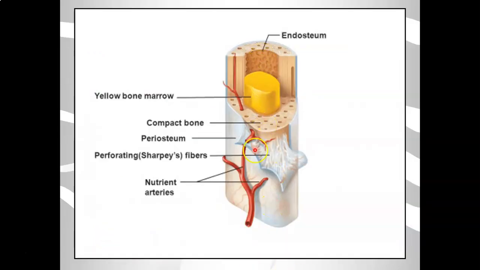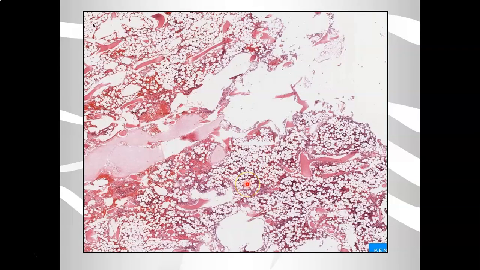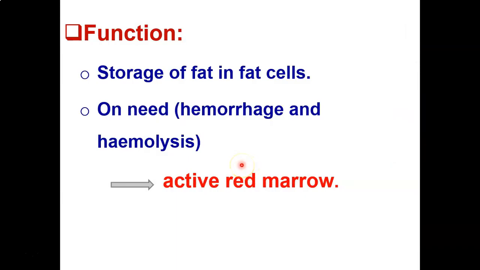Let's have a look at this long bone. If we take a section in this long bone, you will find the yellow bone marrow. It appears yellow due to a large amount of fat cells. Yellow bone marrow contains a huge amount of fat cells without the presence of free cells. Function of yellow bone marrow: two things. Storage of fat, and the second is only during hemorrhage or hemolysis, the yellow bone marrow changes into active red bone marrow.